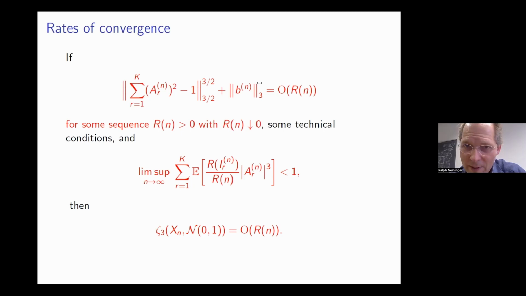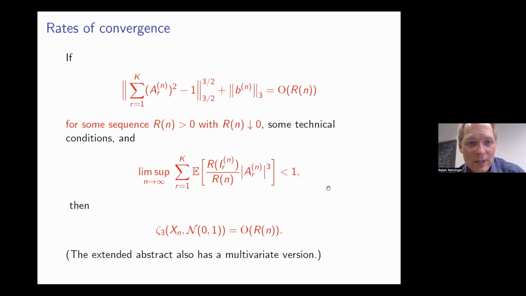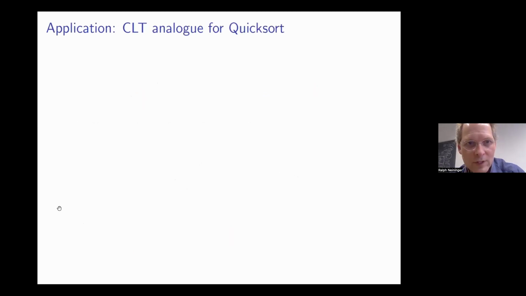So this may be a limitation by our techniques or by our abilities, but I just don't know if this is in some sense tight or if we are missing something here. Okay, the extended abstract also has a multivariate version for the rate of convergence if you want to check it.